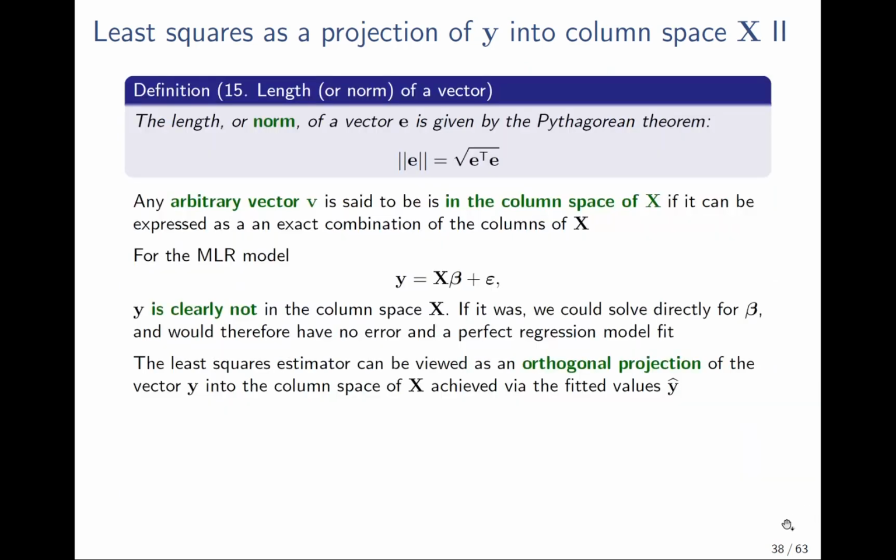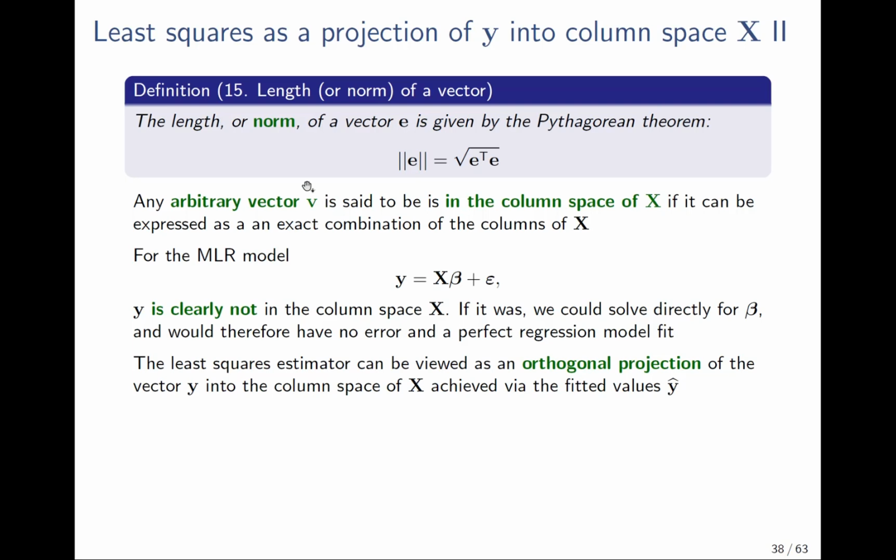And then the next definition concerns the length or norm of a vector. The length or the norm of a vector, the vector bold E, is given by Pythagoras' theorem. So the length or norm of a vector is the square root of the inner product of the transpose of the vector times the vector. So that's the definitions we need. That's the only definitions we need to now go on and look at least squares as a projection of y into the column space of X.